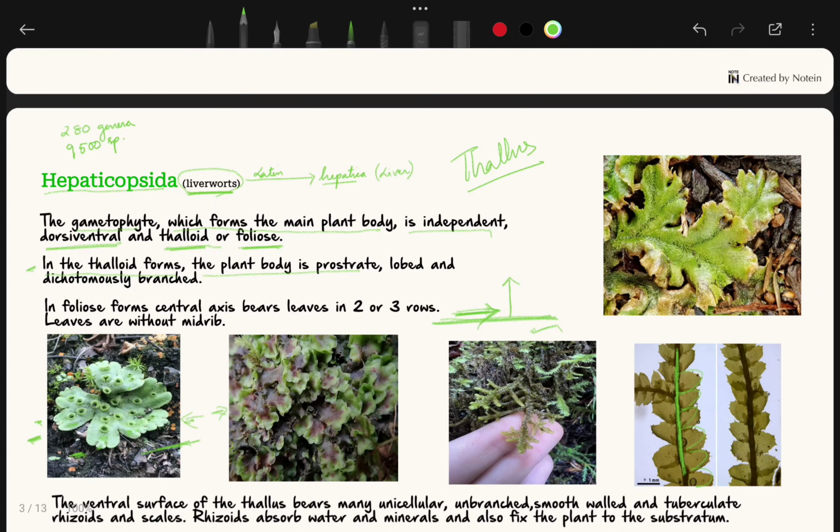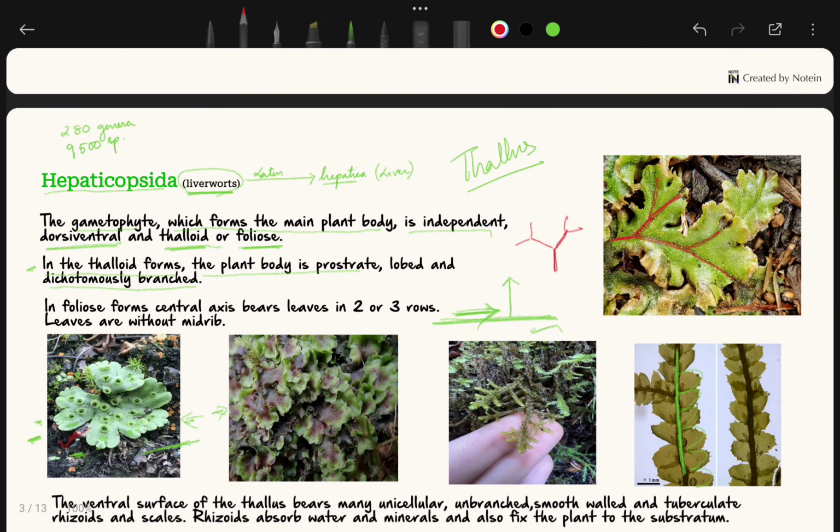And then it is dichotomously branched. So this is the example of a dichotomous branch. See, dichotomous branching means it is a pattern, a pattern where the main axis will divide into two equal halves.